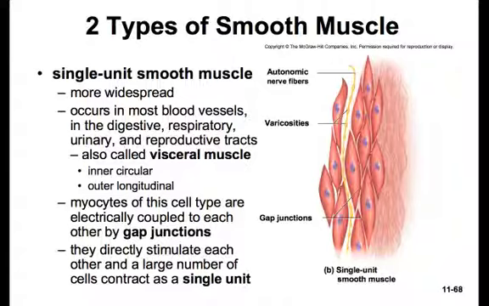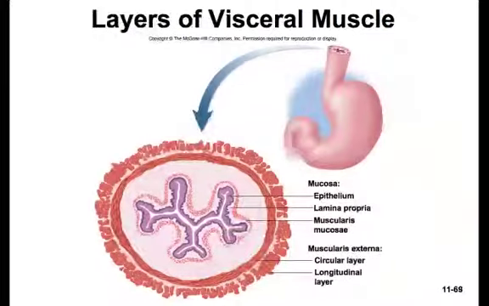This muscle type is much more widespread. It occurs in most blood vessels and in the digestive, respiratory, urinary, and reproductive tracts. We also call this type of muscle visceral muscle. It's arranged in two layers, with an inner circle of fibers and then an outer layer of longitudinal fibers that run in completely the opposite direction.